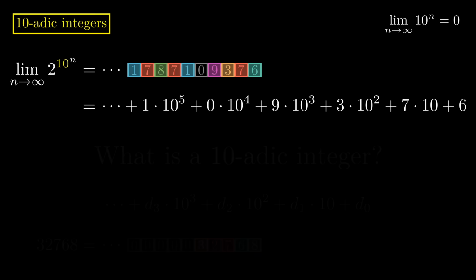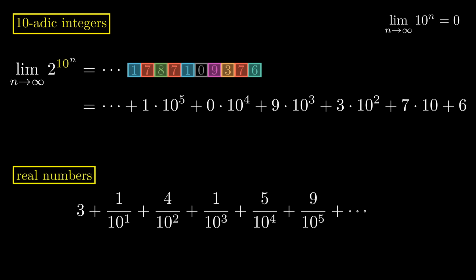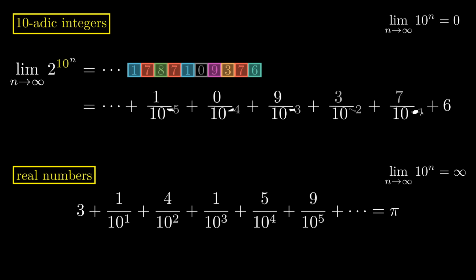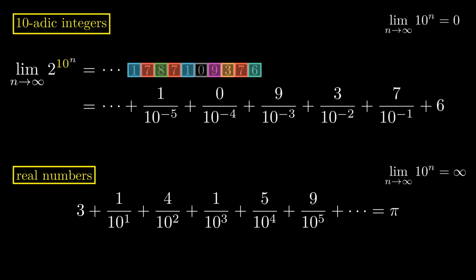Just like we can make sense of this infinite sum in the real numbers, where powers of 10 get big, we can make sense of this infinite sum in the p-adic integers, where powers of 10 get small. If we want, we can make the digits easier to see by putting the powers of 10 in the denominator. We have to introduce negative exponents to do this, which looks a little strange, but now it's closer to the representation of a real number.